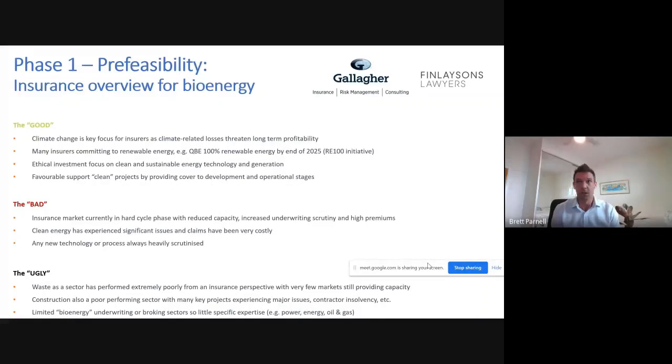The last thing you want is two different insurers with two different policies pointing the finger at each other as to which policy is going to respond in the event of a claim. So taking this holistic approach with one insurer certainly has benefits.